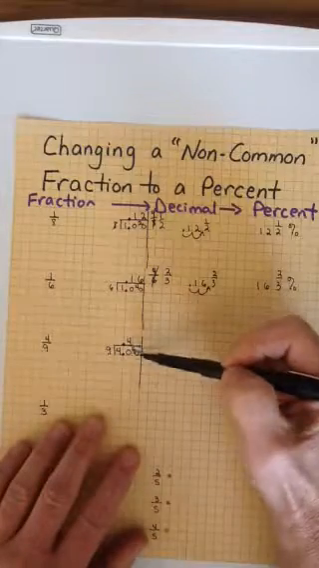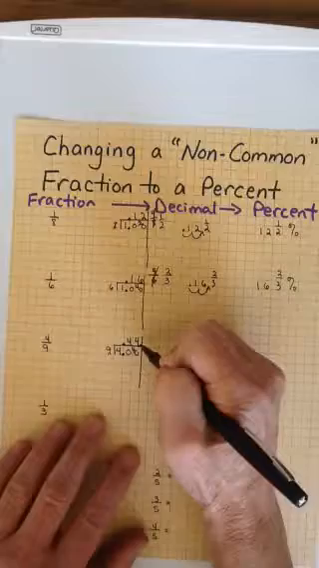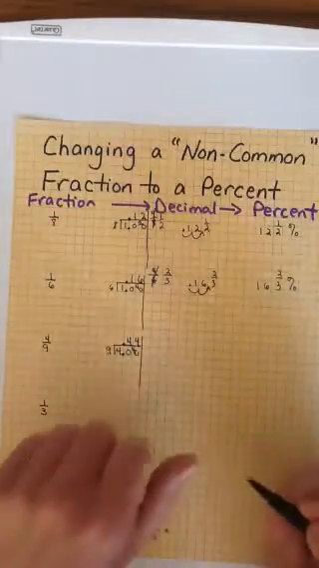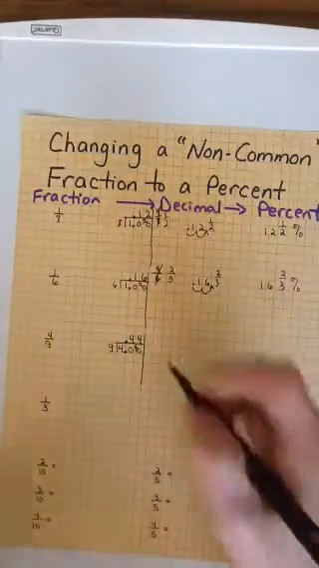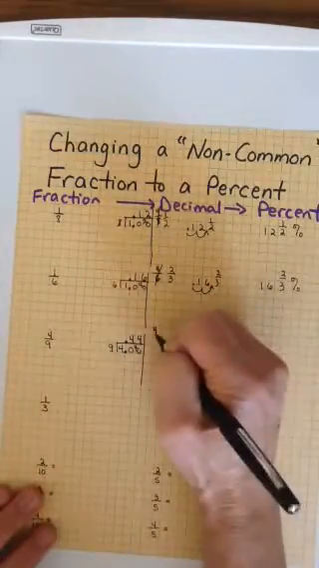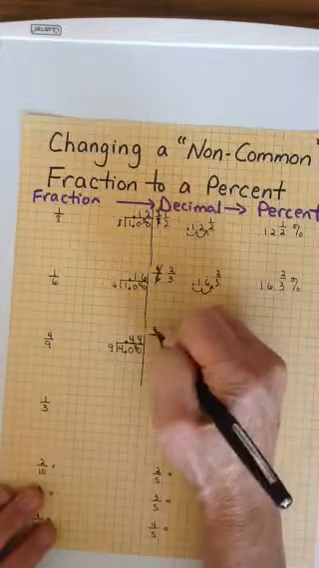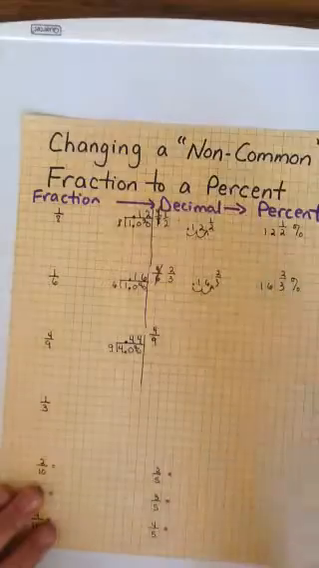Now 9 divided into 40 again, still goes 4 times. 4 times 9 is 36, 37, 38, 39, 40. So we get a remainder of 4 again. I write the remainder as the top of a fraction. The outside number is the bottom of the fraction.